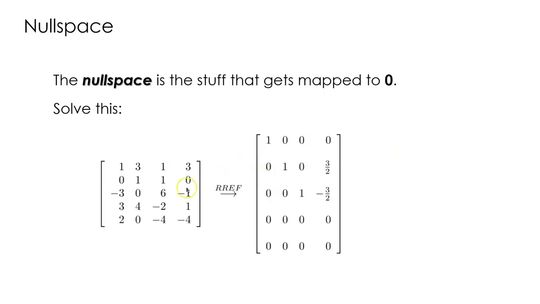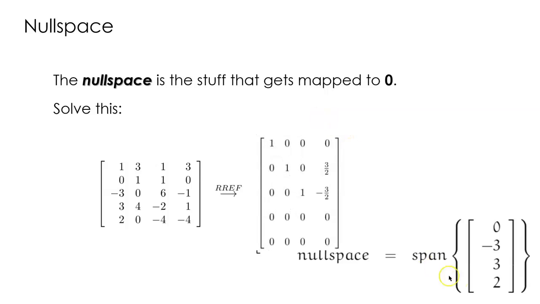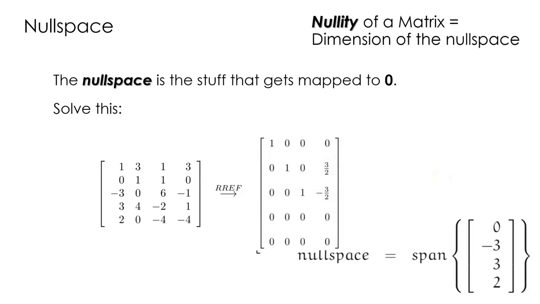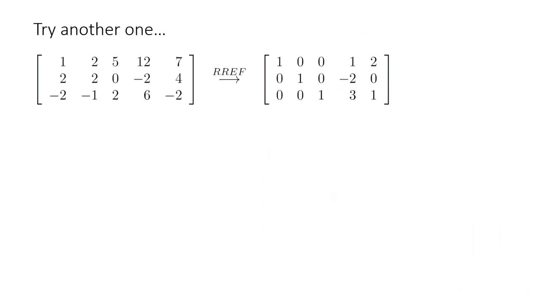And if I put it in row reduced echelon form, I see the null space is going to be one-dimensional because we only have this one column with a free variable. So if I want to find the basis for the null space, I'll just do the solution, find the vector that solves that equation, and I'll get 0, -3, 3, 2. The dimension of the null space is 1, so we say the nullity of the matrix is 1. Okay, let's try another one.